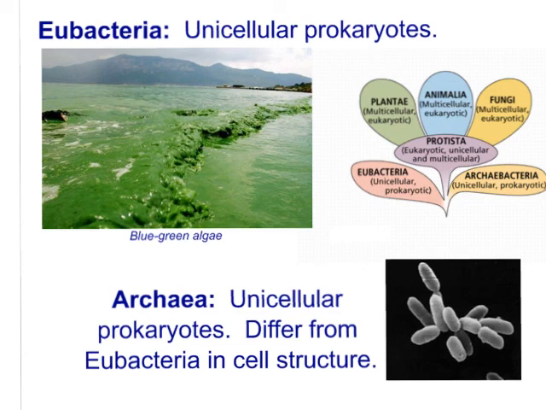Let's start with eubacteria, and that would be right here. Eubacteria are unicellular prokaryotes. And here is an example, blue-green algae right there. Archaea, or Archaebacteria, is the next kingdom we'll look at. They also are unicellular prokaryotes, but they differ from the eubacteria in their cell structure and in their RNA sequencing. Here's just an example of a picture of Archaea.